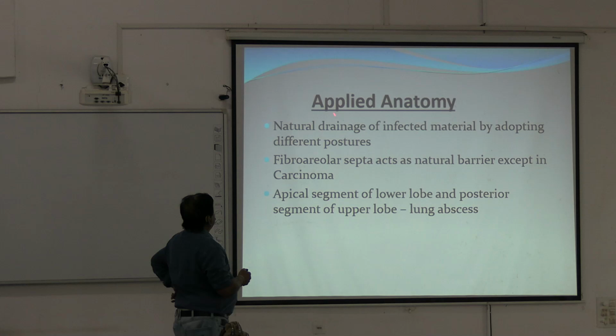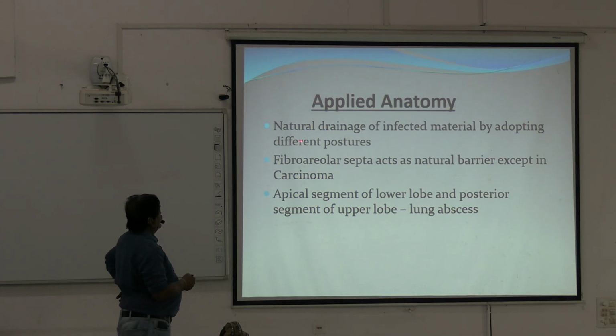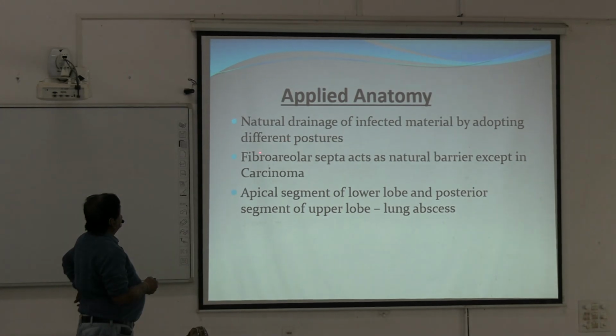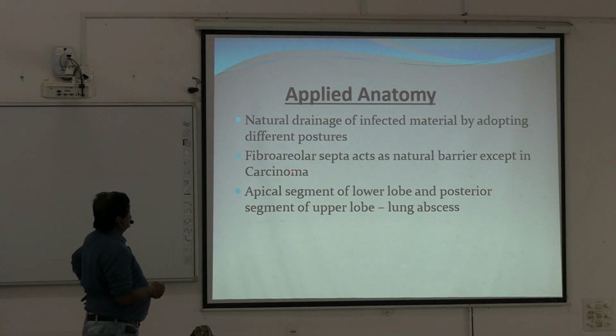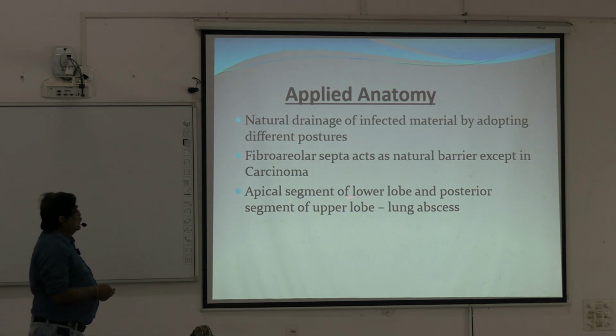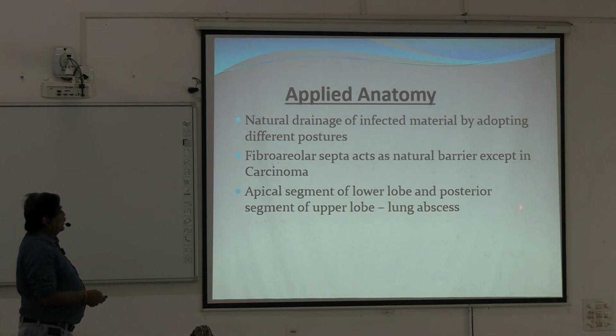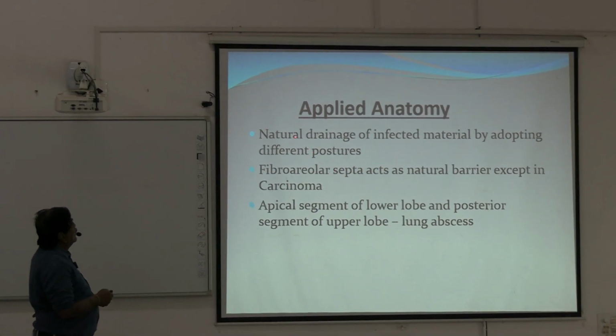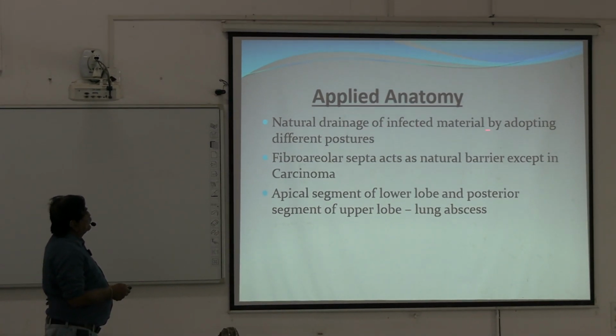Applied anatomy. Natural drainage of infected material by adopting different postures. Fibroareolar septa act as a natural barrier except in carcinoma. The apical segment of the lower lobe and the posterior segment of the upper lobe are common sites for lung abscess.